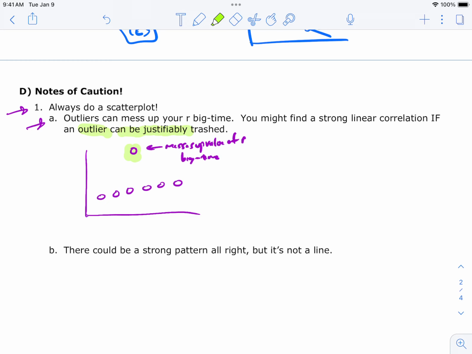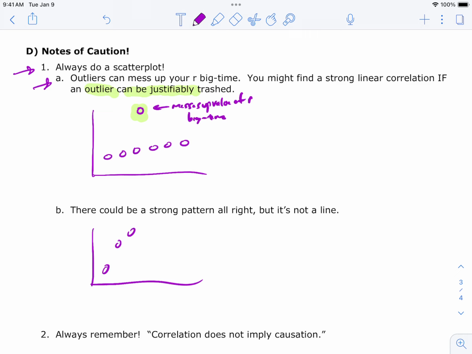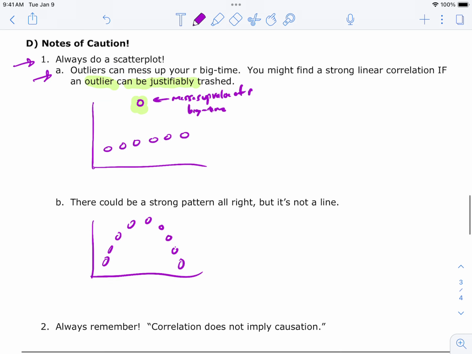So it's always a good idea to do a scatter plot. You might find an outlier. Or remember the parabola thing, right? So you might find that this will give you an R equals 0 if you have some kind of parabola thing. But there's certainly a pattern. So you don't want to miss the pattern just because R is 0, right? So that's why you should always do a scatter plot.